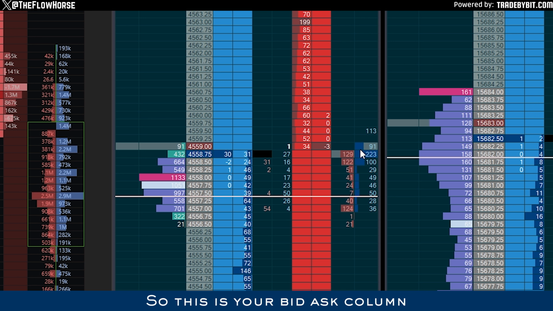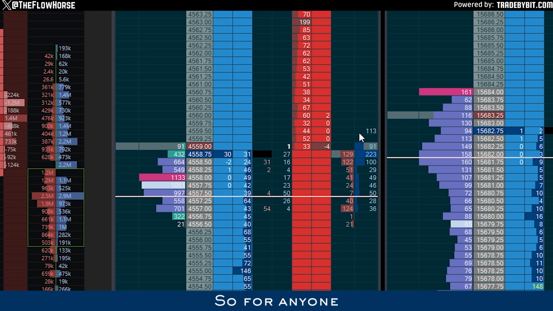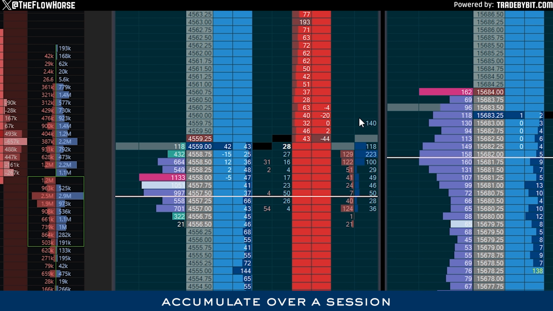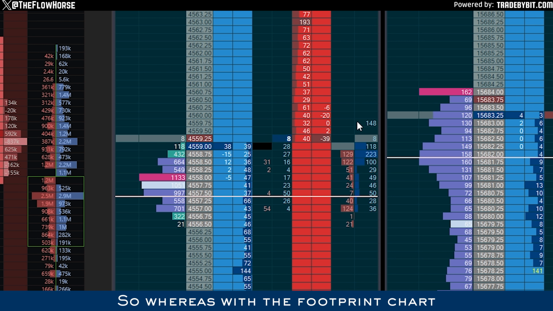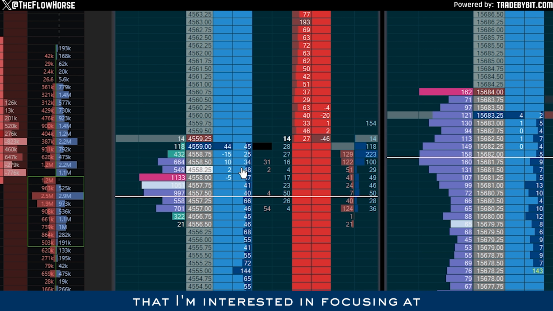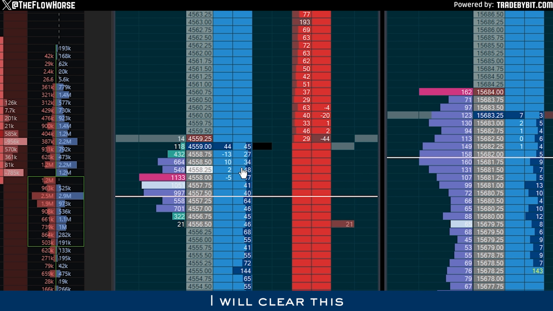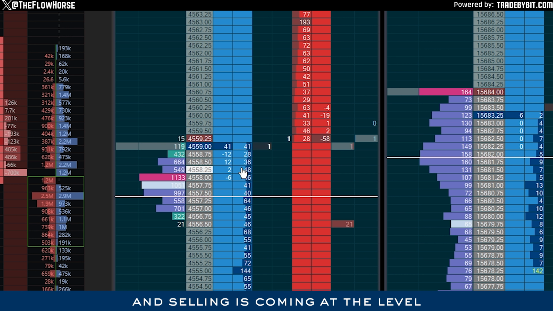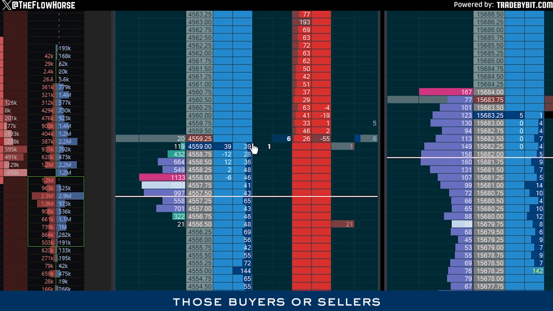So this is your bid ask column. That's all it is. It's a footprint chart, right? For anyone who's looked at a footprint chart, that's all we're looking at. Now, this is going to accumulate over a session. Whereas a footprint chart might be set to a certain periodicity, this will accumulate all day unless you zero it out. So what I do is, as price is approaching a level that I'm interested in, I will clear this. So I will get a fresh idea of how much buying and selling is coming at the level, whether or not those buyers or sellers actually have intention of doing business.